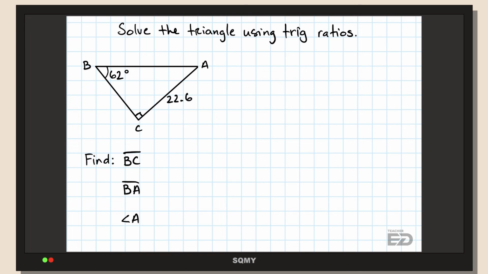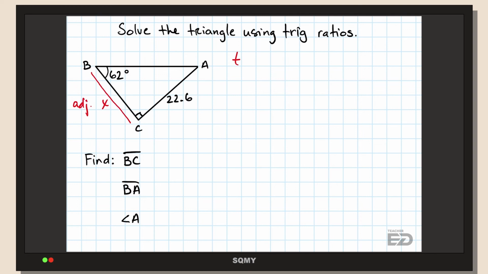When I'm solving triangles, I like to find the sides first. So first, let's look at side BC. BC, we know, is the adjacent side of the angle B of 62 degrees. Let's go ahead and name this X, just to make it easier for us to find the answer, so it's more of a variable than the name of a line segment. To find the adjacent side of angle B, we're going to use tangent. Because we know the opposite, we need the adjacent, so TOA.